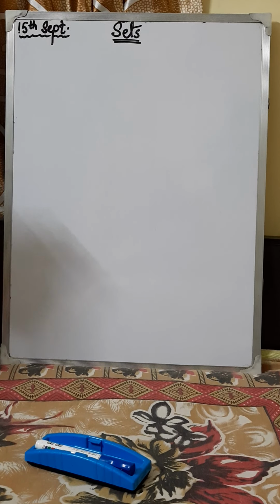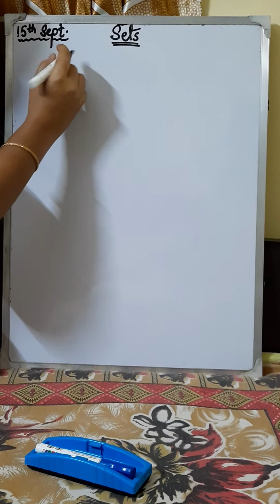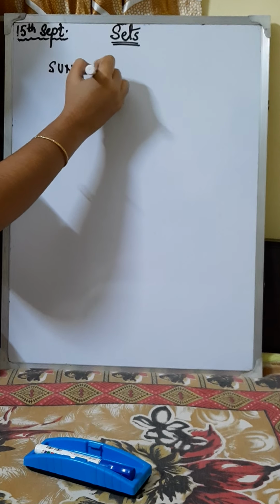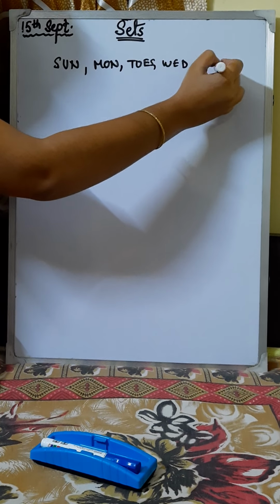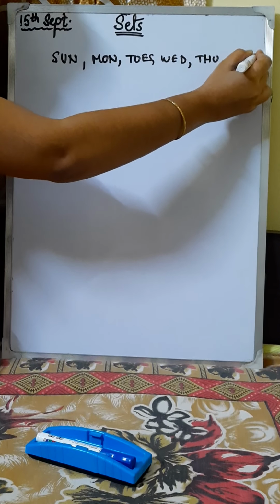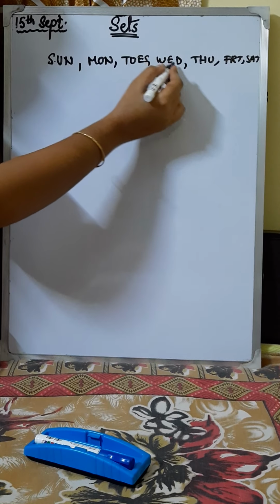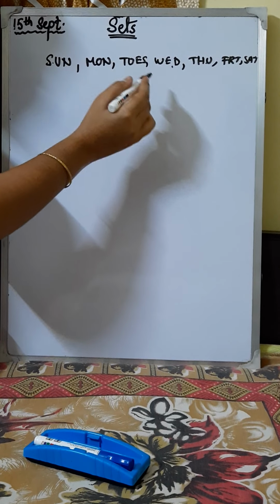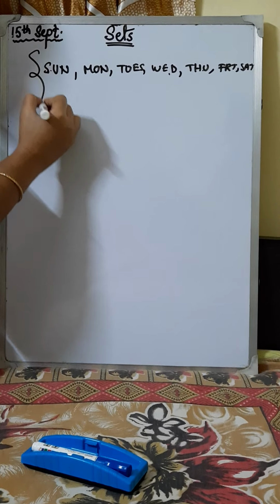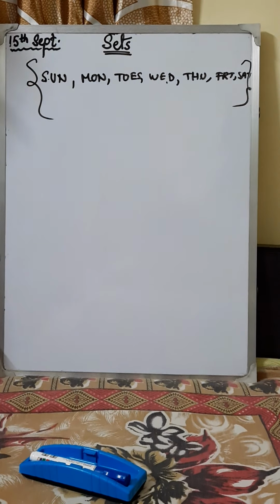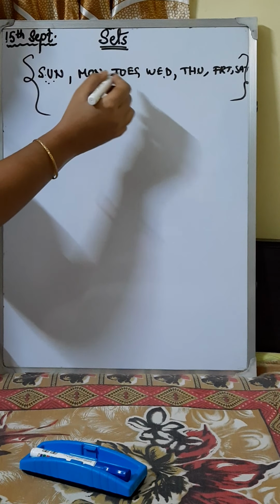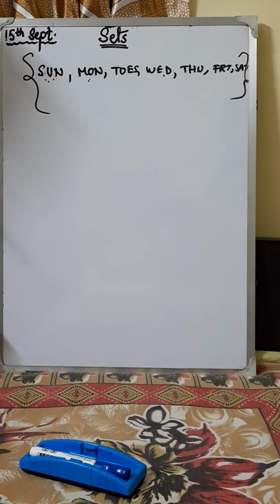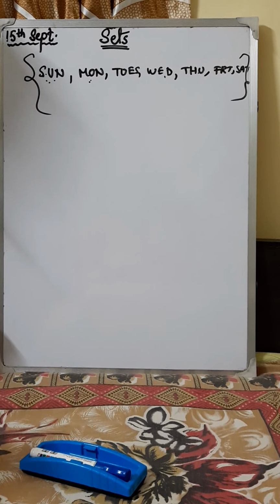That means we have to write the days: Sunday, Monday, Tuesday, Wednesday, Thursday, Friday and Saturday, right? So 1, 2, 3, 4, 5, 6, 7. These are the set, written in the second bracket, and the objects given in this bracket are known as elements, or members, or points.